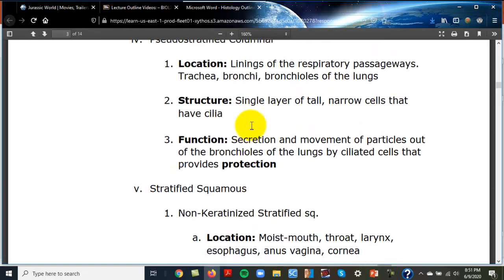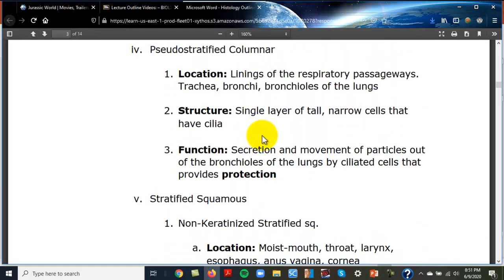And the function for this would be secretion and protection. Secretion because it does produce mucus that makes the little cilia sticky, and then protection because it is a thick layer. And plus, the cilia are trapping dirt, fungus, and particles from the air, and they're moving it out of the lungs.